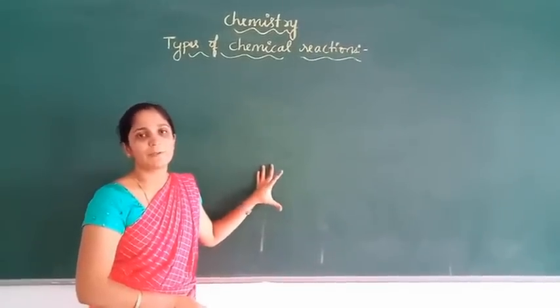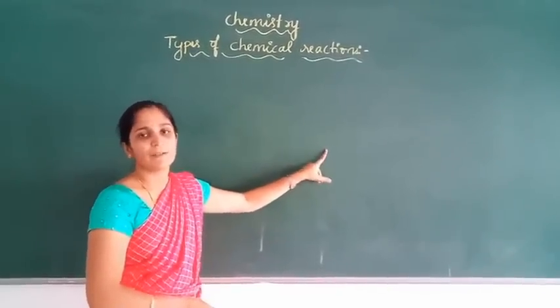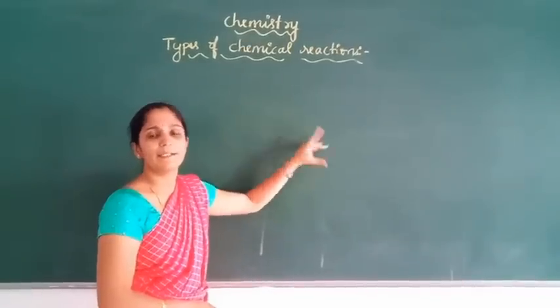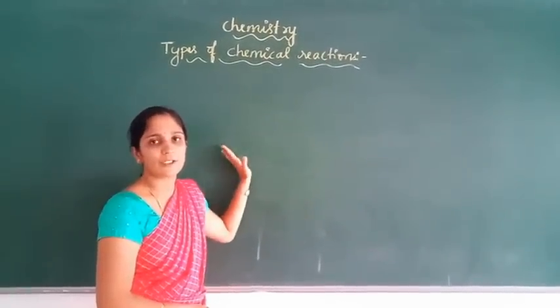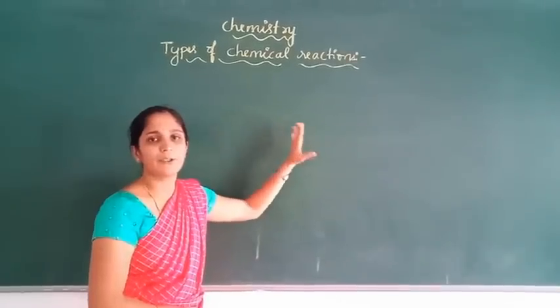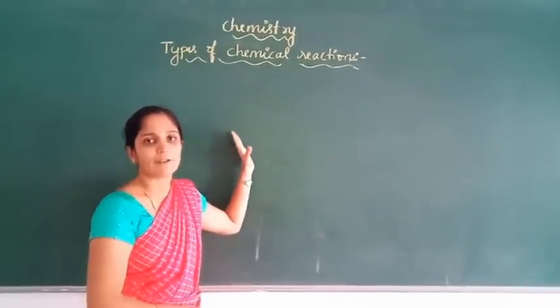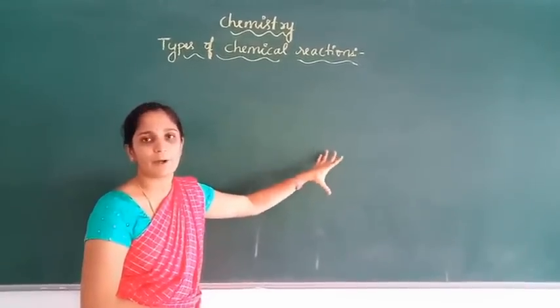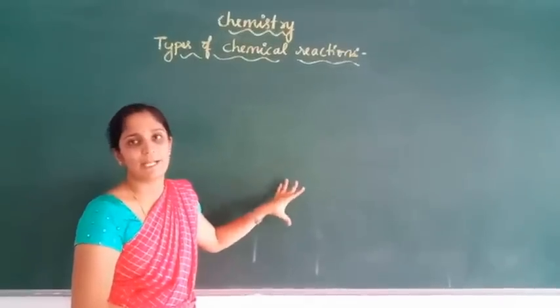Today I am going to explain types of chemical reactions. So what is a chemical reaction? It is a process of conversion of reactants into product. So what actually happens in a chemical reaction?